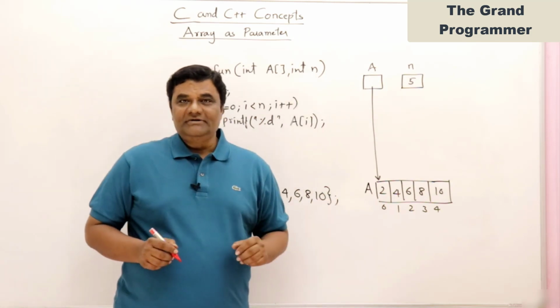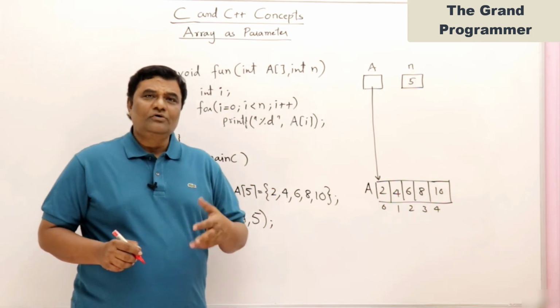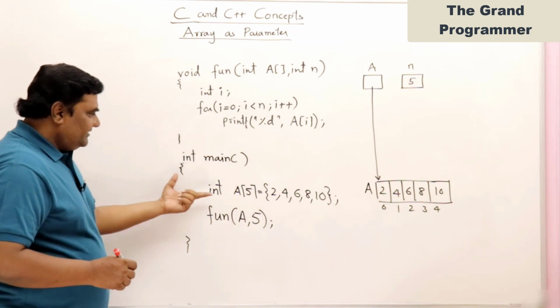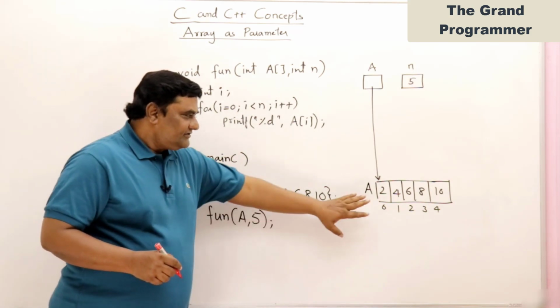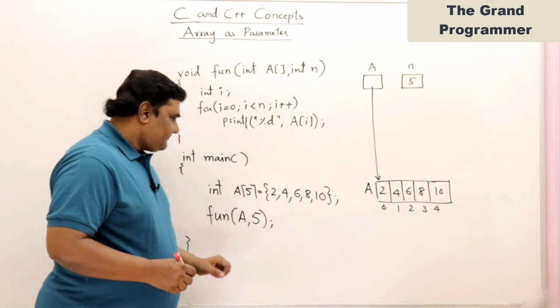Already I have an example, and here I will show you how arrays are passed as parameters, and more about arrays we will see. See, here is a main function. Main function is having an array of size 5, and also it is initialized. So this is a part of main function, an array, and its name is A.